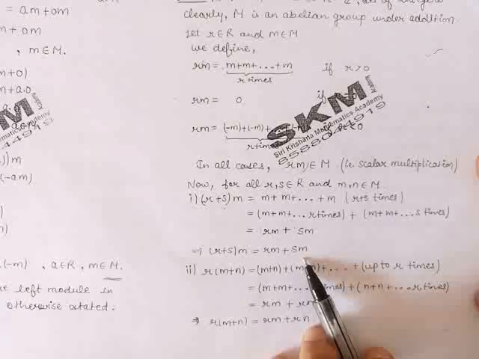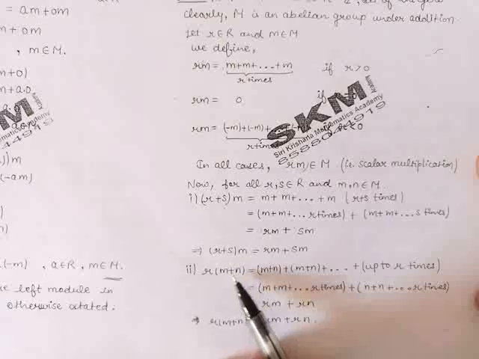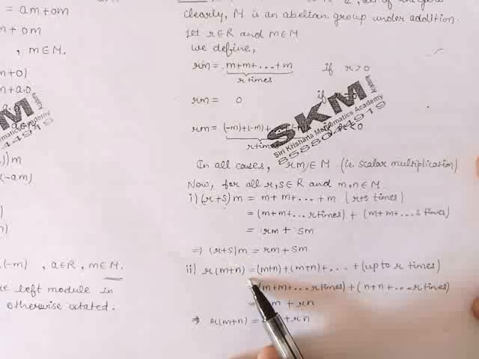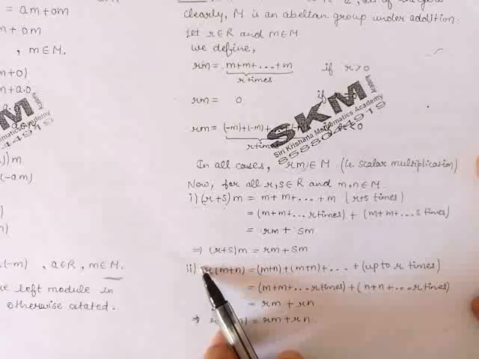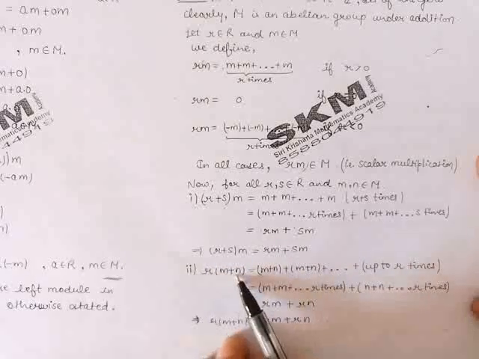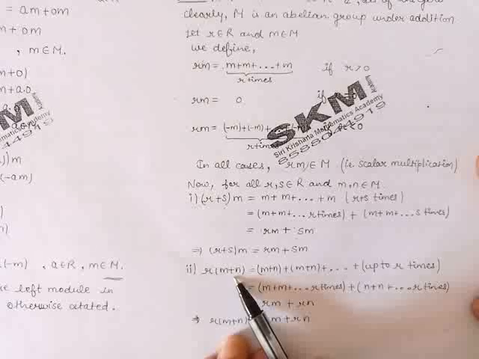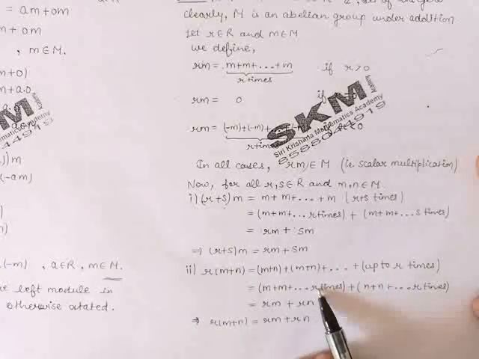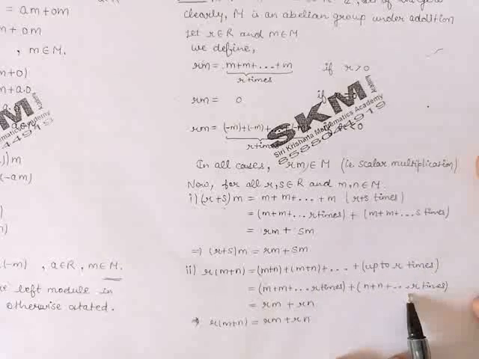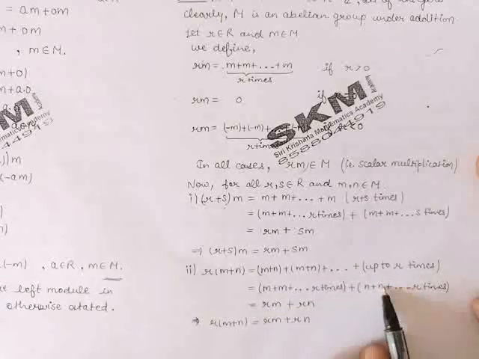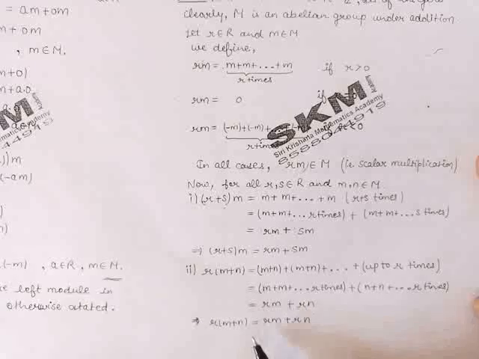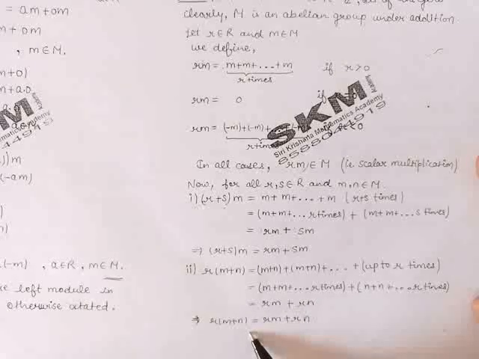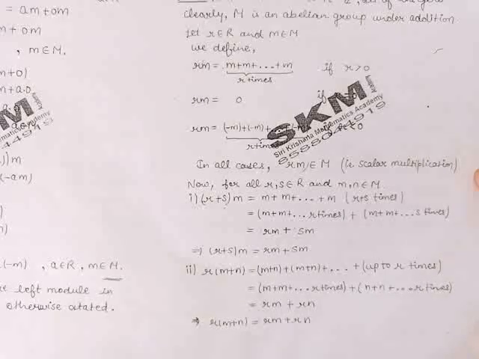Now in the second condition, we take M and N, 2 elements from M, and R from the ring R. Now R into (M plus N) means M plus N added up to R times. Then it can be written as M added up to R times plus N added up to R times. This is Rm and this is Rn. So we have proved the second condition, R into (M plus N) is equal to Rm plus Rn.